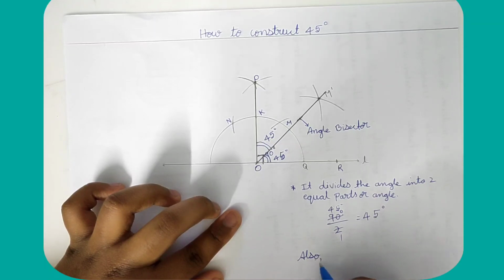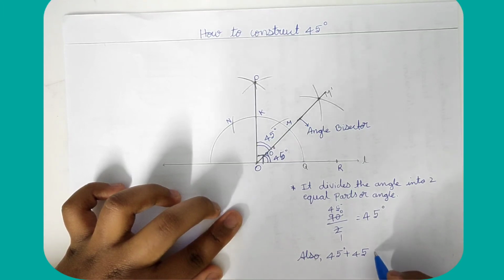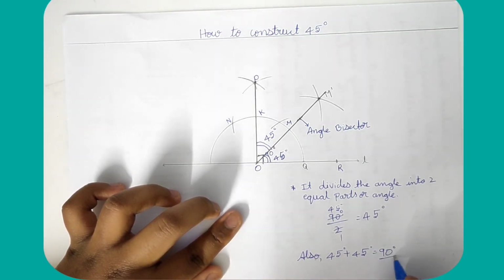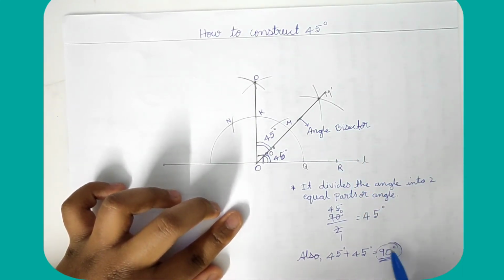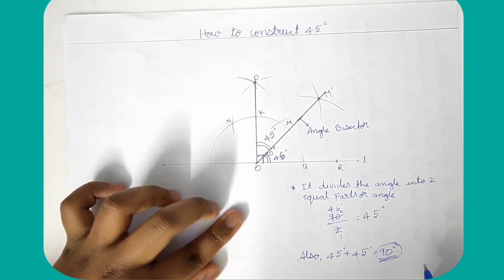Also 45 degree plus 45 degree, we get 90 degree. So we get 90 degree by adding the both of them. So this is called supplementary angles.